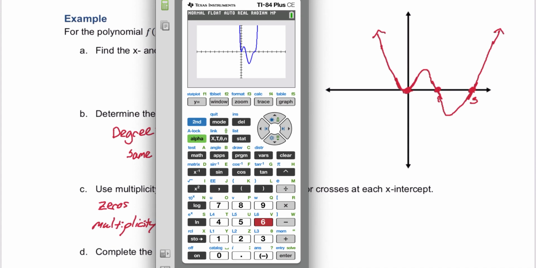We have a very rough sketch. Notice the end behaviors are good. We have a local max and a local min. Their min is a little bit lower than the min we have, but that's okay. We're going for just a very rough sketch. And in general, this shape is very close to this shape.